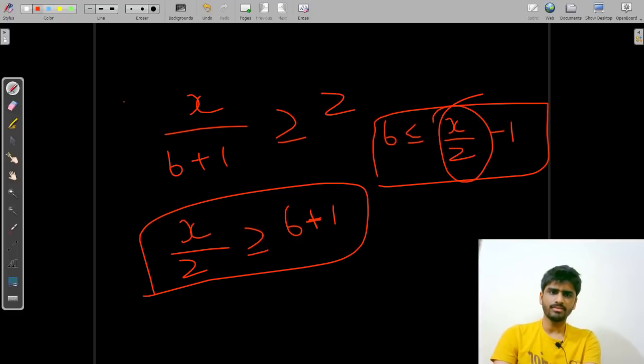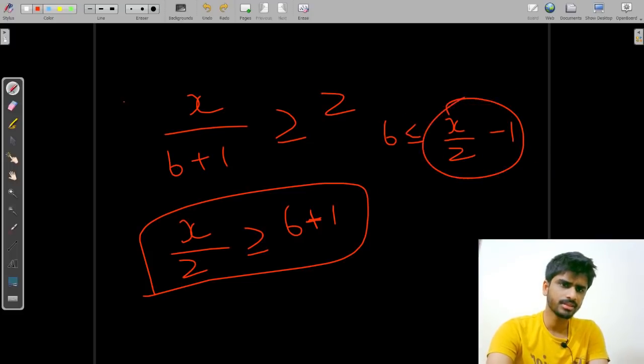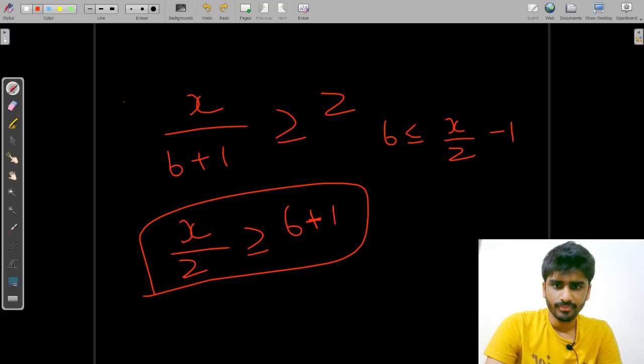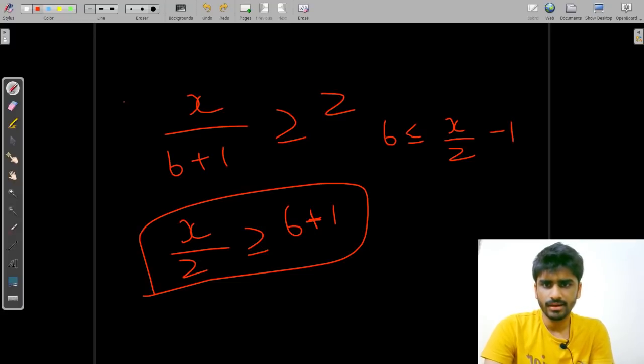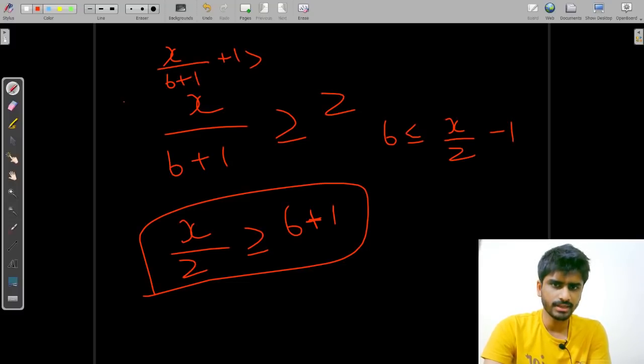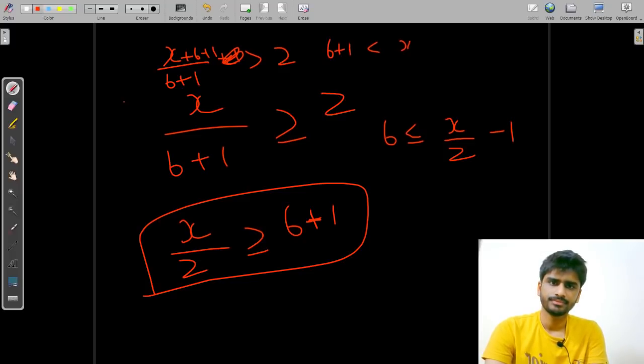By the way, this is a fractional value. If we subtract 1 from this, this is still a fractional value, but we want only integer values from b. Maybe we had another equation that is x by b plus 1 is greater than z. This gives us x plus b plus 1 greater than z, and now we do the same thing again. We get b plus 1 is smaller than x plus b plus 1 by z, and we can subtract 1 from here.